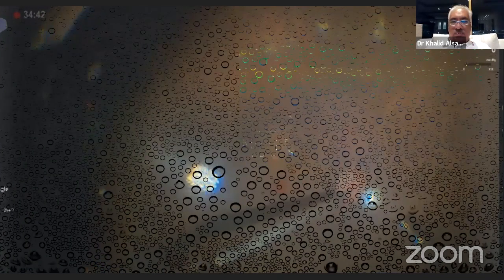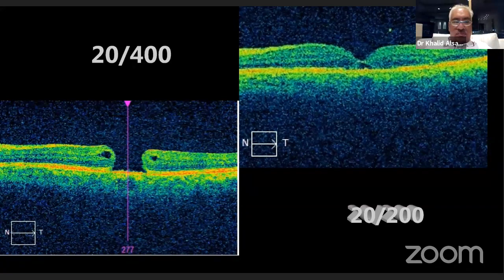At 1 week post-op, the hole was closed. Visual acuity has doubled in this case.